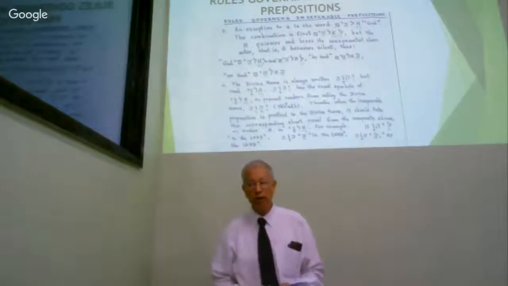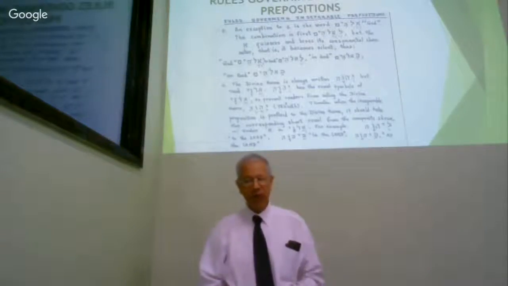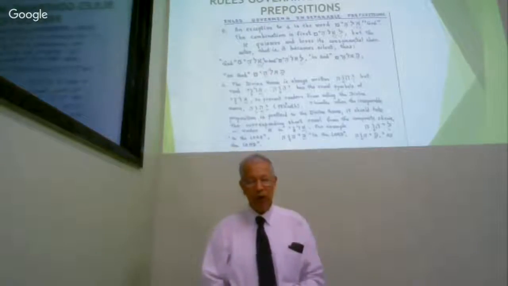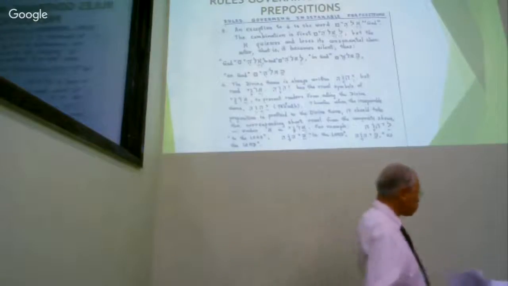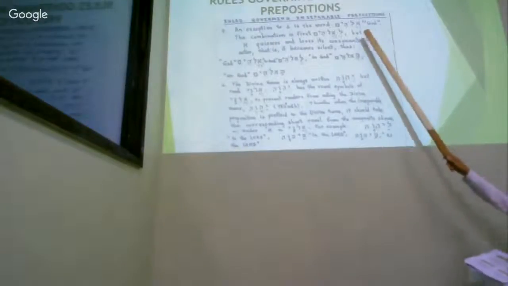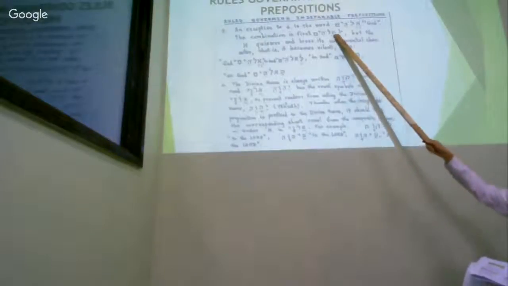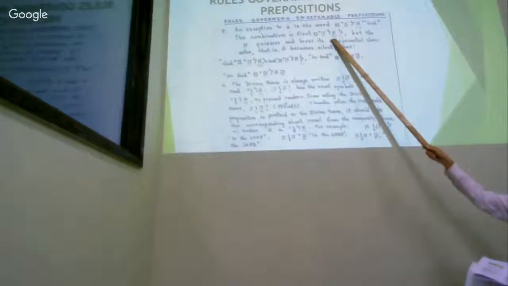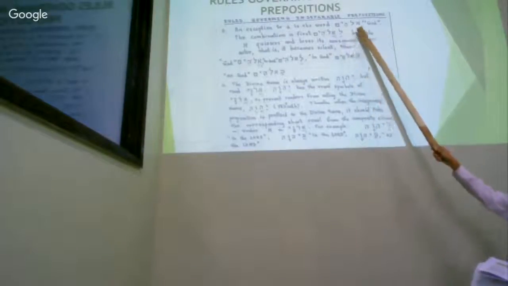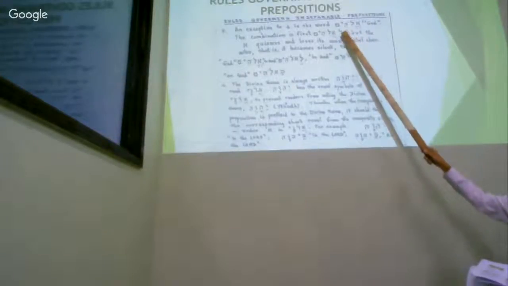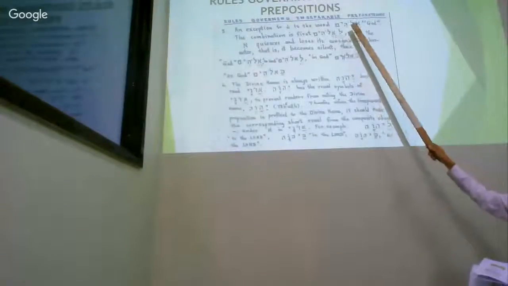An exception to 4 is the word Elohim, God. The combination is first Le Elohim. Notice that under the Aleph, I really should be pointing so you can know what I'm talking about. Notice that under the Aleph in Elohim, which means God, you have a composite shua called Katef Segol. And the rule is you can't have two shuas coming one after the other at the beginning of a word.